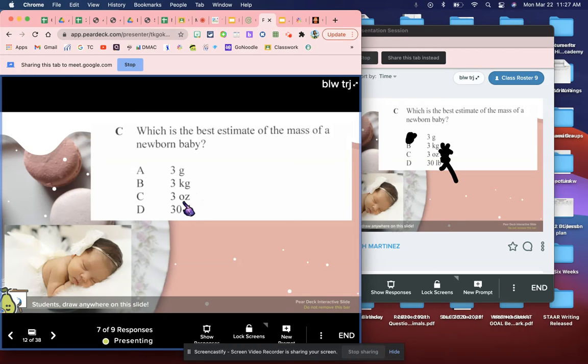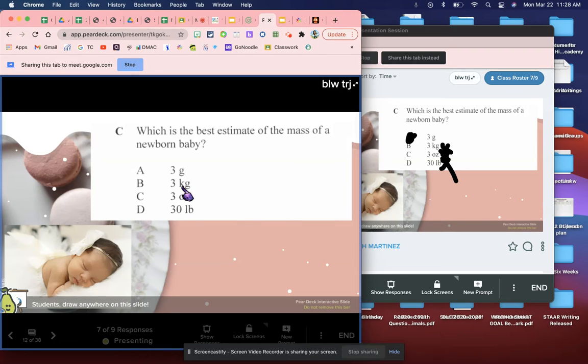Well, let's think about ounces. ¿Qué es una onza? Remember, ounce, Jimena, un pedazo de pan, una llave. Can a baby weigh 3 pedacitos de pan? No. Too light, right? Can he weigh 30 pounds? No. Like 30 chickens? 30 books? No, right?